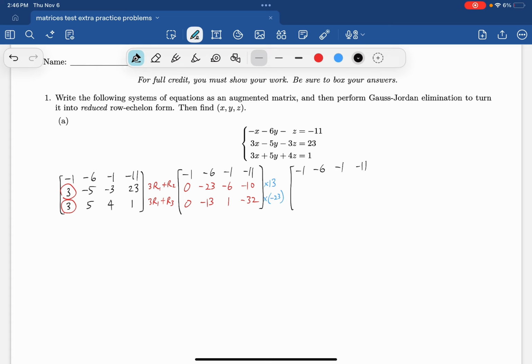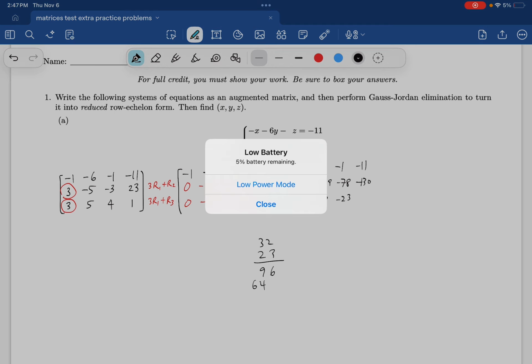So that does require some multiplication. I don't know that off the top of my head. They're going to cancel anyways, but I'm just going to write them out. 299. Okay, and then negative 6 times 13 is negative 78, and minus 130. And the bottom becomes 0, 299, negative 23.